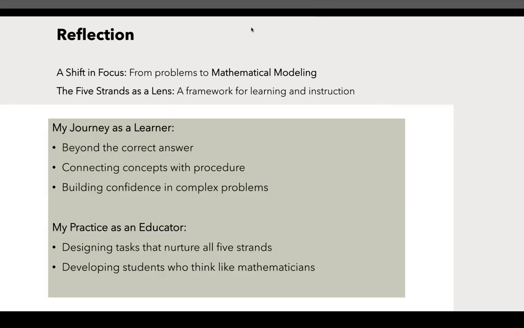This is where the 5 strands of mathematical proficiency become the essential lens for truly understanding what it means to be successful. As a learner, this framework has given me a new way to understand my own thought process. It's no longer enough for me to just find the right answer. I now see the importance of all 5 strands.